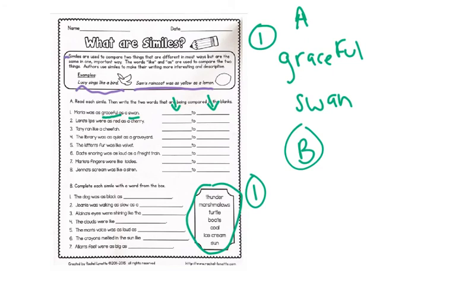Well, I go over to the list and I see my options are thunder, marshmallows, turtle, boats, coal, ice cream, or sun. And in this context, I have to say the word that I think makes most sense would be coal. So I know some of you are still getting to know me, but my dog is all black and his name is Cole, although I spell it like this. Because these are homophones, which means they sound the same, but they are spelled different. Fun fact.